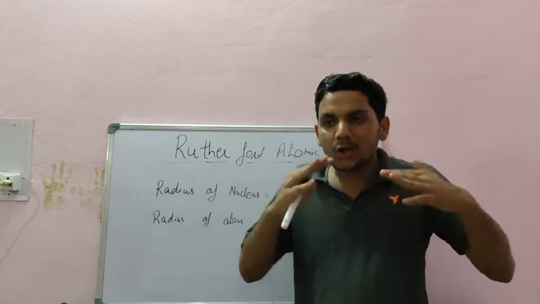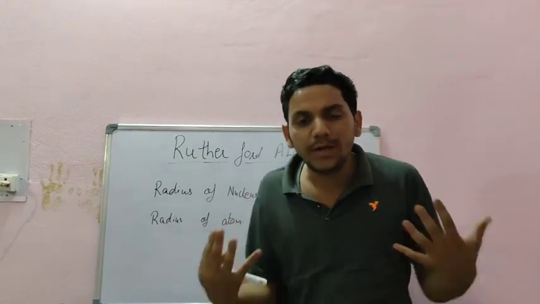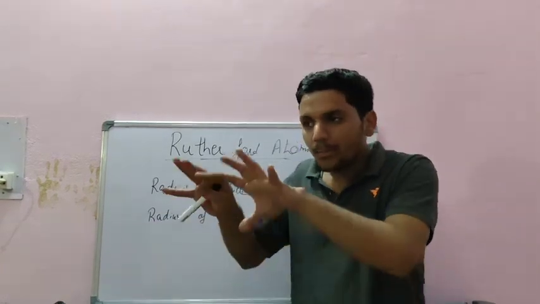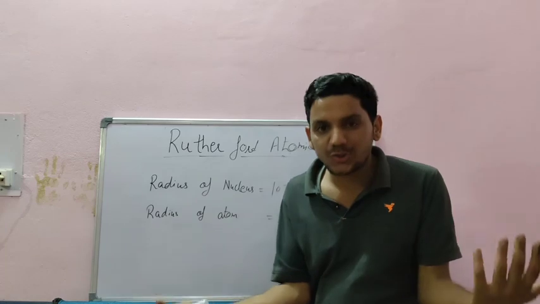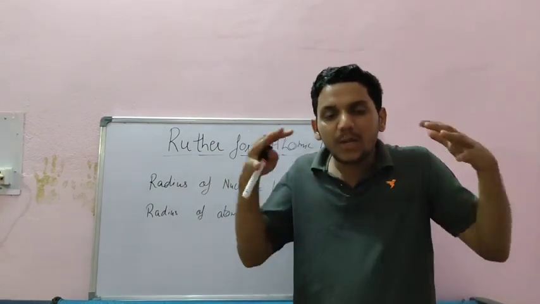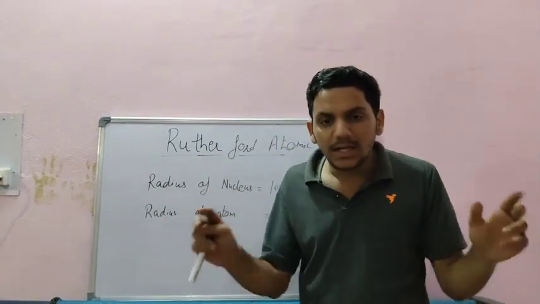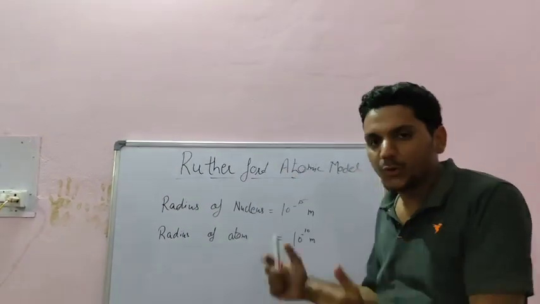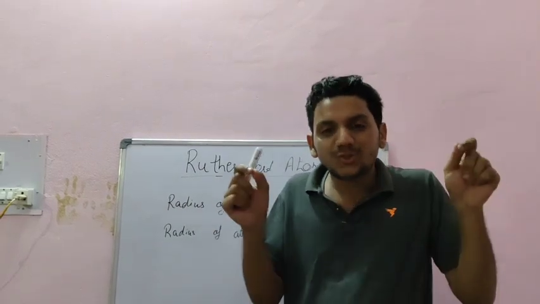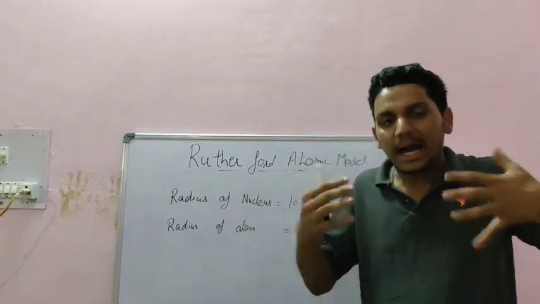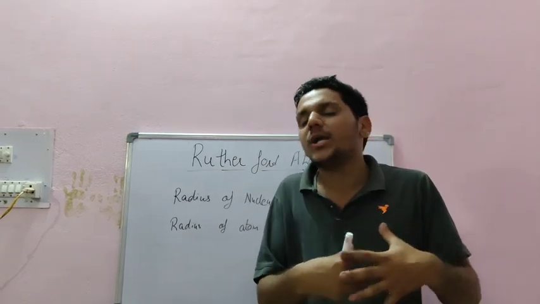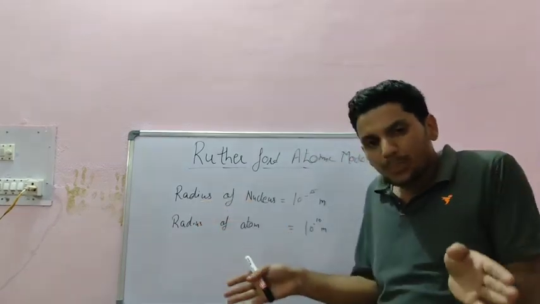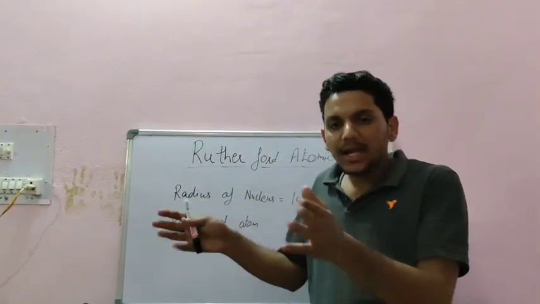So this atomic model can also be considered equivalent to a solar system, in which the nucleus is compared with the sun, meaning the positively charged species, and electrons, which are like planets, revolve around the sun in a circular manner. In this atomic model, electrons and protons are held together by a very strong electrostatic force of attraction.